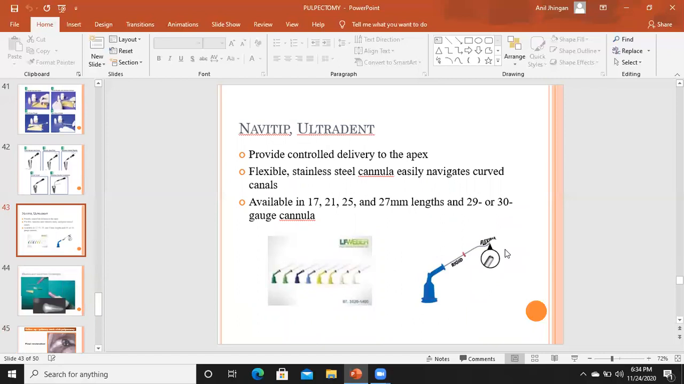The latest material used for obturation is NaviTip by Ultradent. They provide controlled delivery to the apex. They are flexible, stainless steel cannulas that easily navigate curved canals, and are available in 17, 21, 25, and 27 millimeter lengths. A 29 or 30 gauge cannula is also available, decreasing the diameter of the needle so that it reaches the apical area easily.